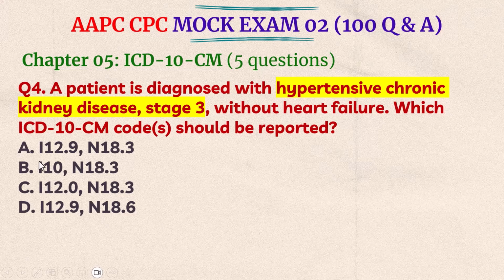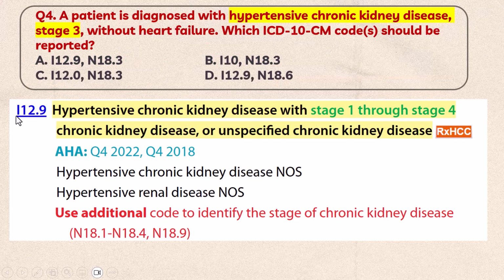So directly go to the code. So first let's start with the I codes. So when you go to I12.9, that is hypertensive chronic kidney disease with stage 1 through stage 4 chronic kidney disease or unspecified chronic kidney disease. So here the hypertensive chronic kidney disease part is fulfilled. So the correct code here will be I12.9. So there are 2 answers available with I12.9, that is A and D. So you can eliminate B and C.